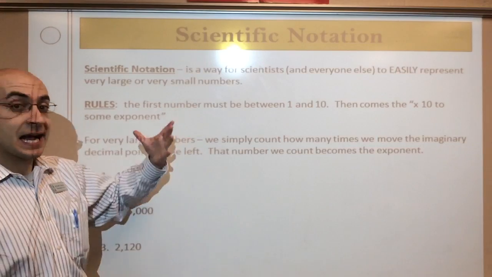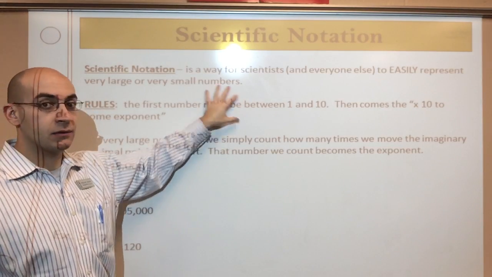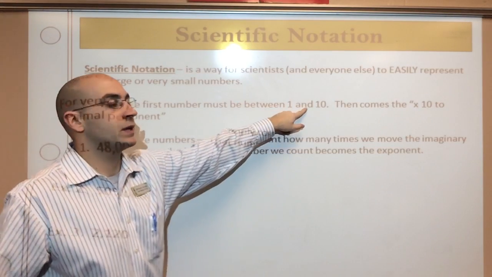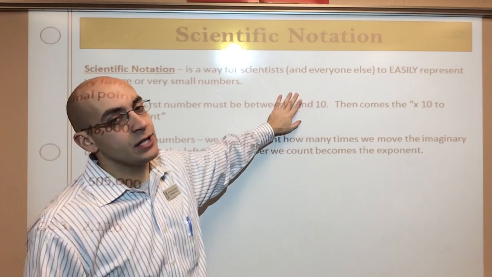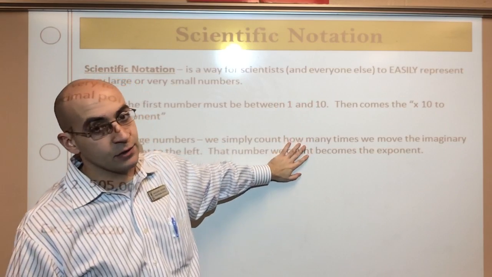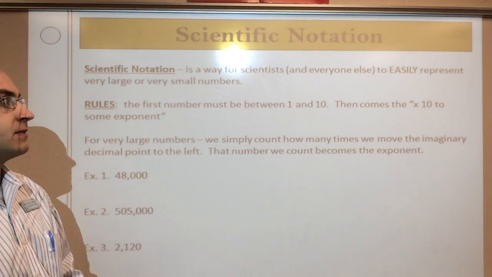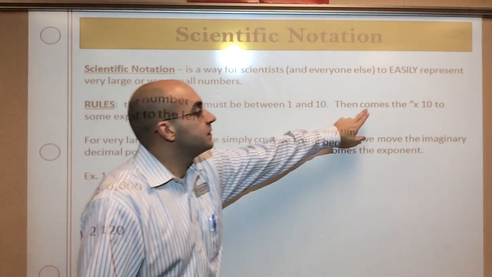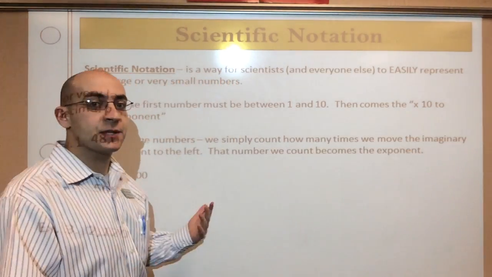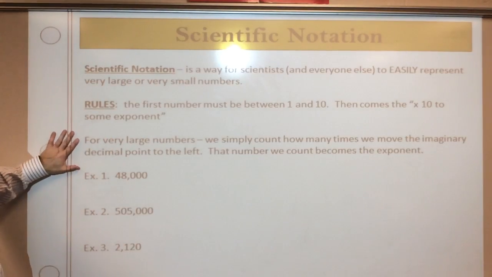The first number, the actual number of how I write scientific notation, must be between 1 and 10. You cannot have scientific notation that's greater than 10, and you can't have it less than 1, so a decimal, right? And there won't be any negatives involved in that. Then you have times 10 to some exponent or some power. Okay, so let's really work this out.